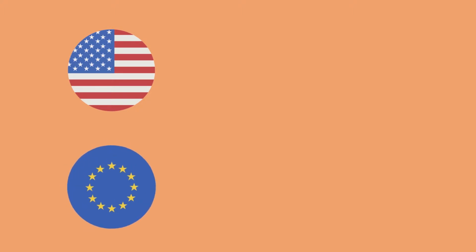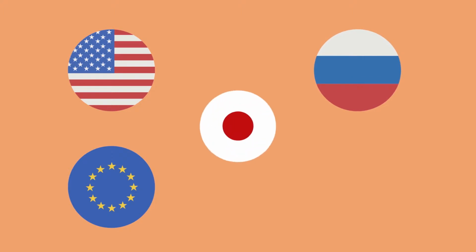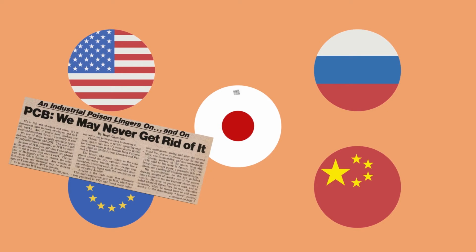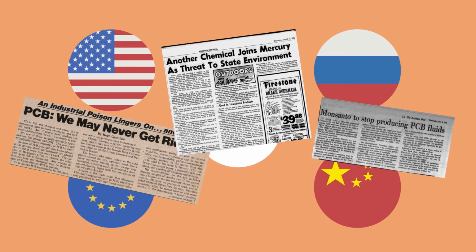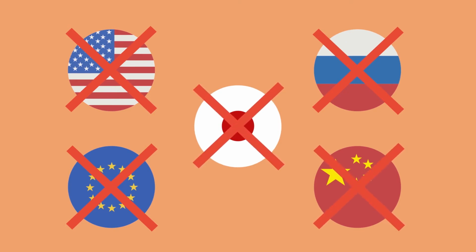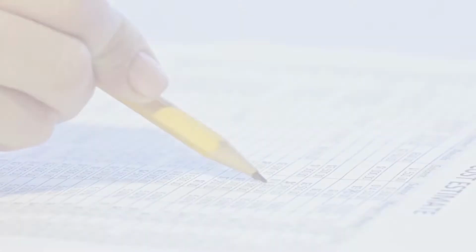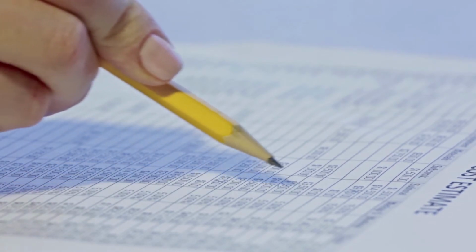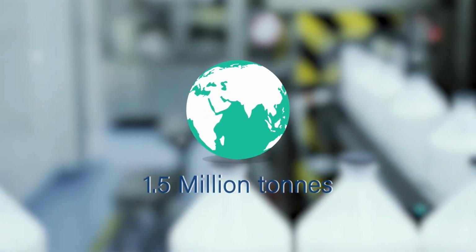PCBs were manufactured by Monsanto in the USA from 1929 and later by manufacturers in Europe, Russia, Japan, China, and perhaps elsewhere. Their manufacture was progressively banned as a result of increasing concern about their human health and environmental impacts. Manufacturing bans were introduced first in the USA in 1979 and over the next 20 years or so by other manufacturing countries. Precise data for the amounts of PCBs manufactured is not available, but it has been estimated that total world production was about 1.5 million tons.